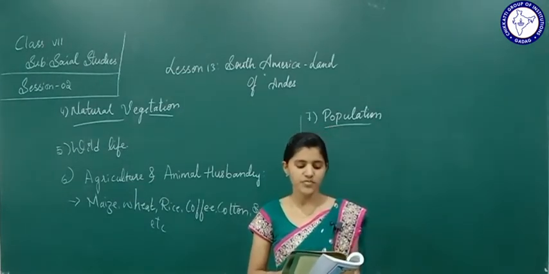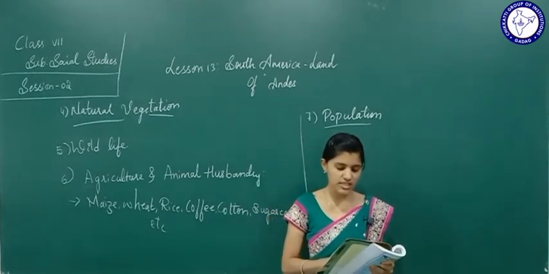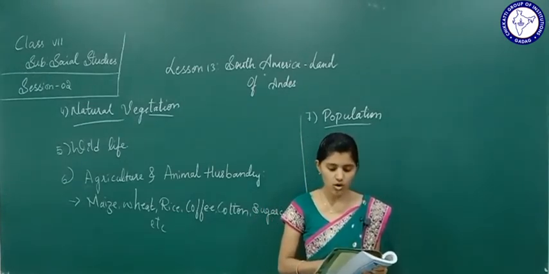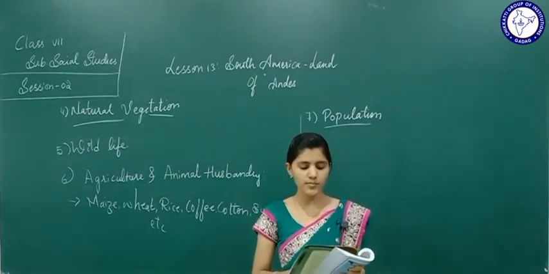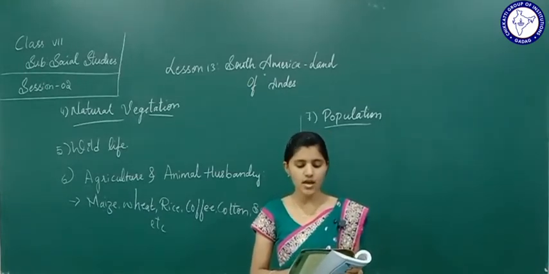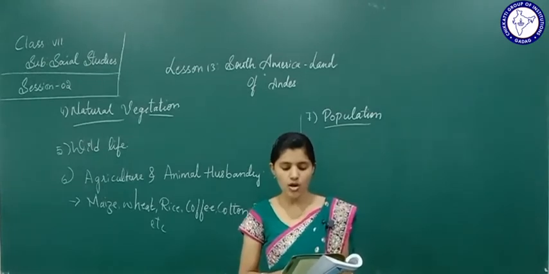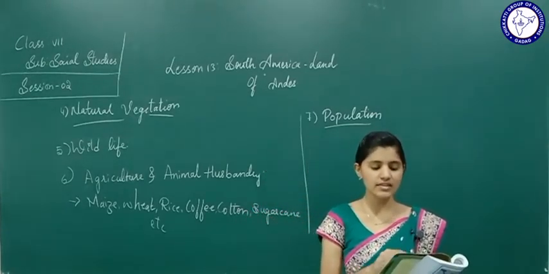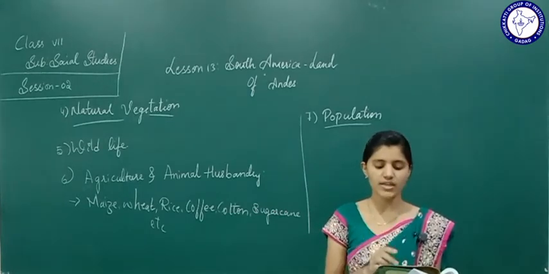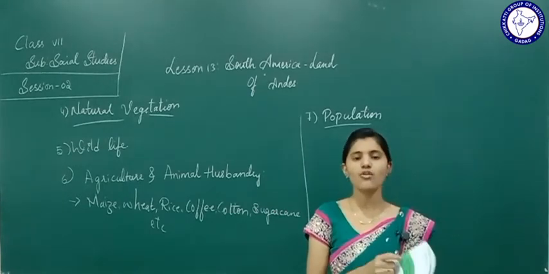Most of the population is concentrated along the coasts in big cities and ports like Buenos Aires, Rio de Janeiro, Valparaiso, Sao Paulo, etc. These are the places where we can find a higher concentration of population.